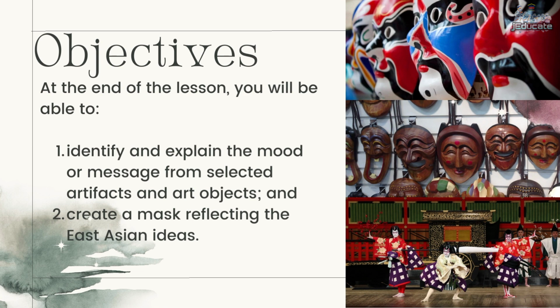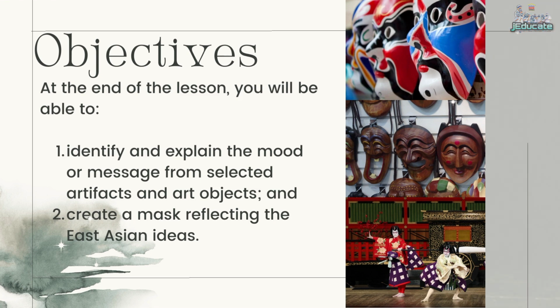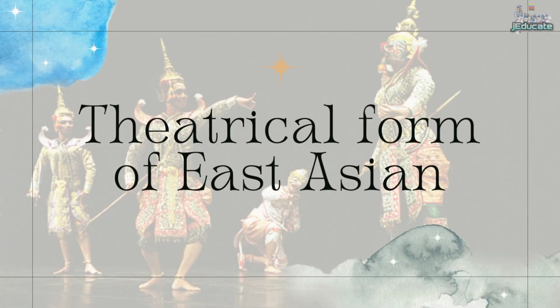Objectives. At the end of the lesson, you will be able to: Number 1. Identify and explain the mood or message from selected artifacts and art objects, and Number 2. Create a mask reflecting the East Asian ideas. Theatrical form of East Asian.